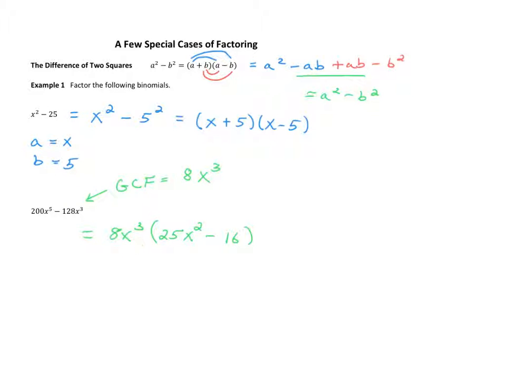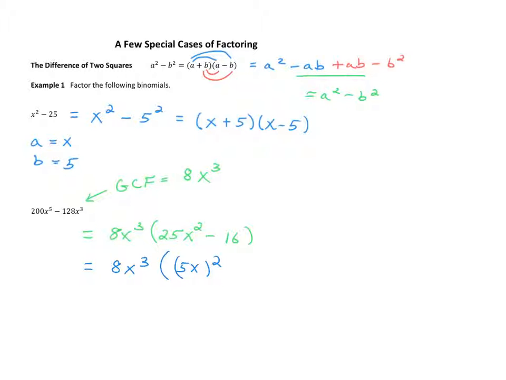I removed the greatest common factor, and now I can focus on, well, what about here? Can I now apply this difference of two squares formula to 25x squared minus 16? And the answer is yes. I'm going to write these two things as squares. So in my next line, I have 8x cubed, and within my parentheses, 25x squared is the same thing as 5x squared.